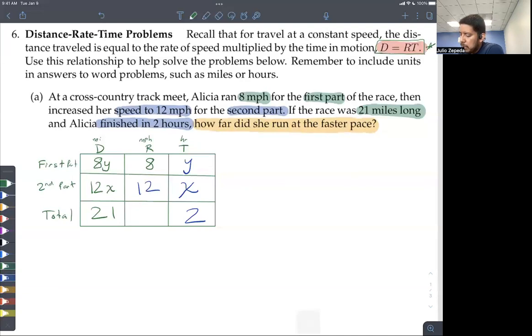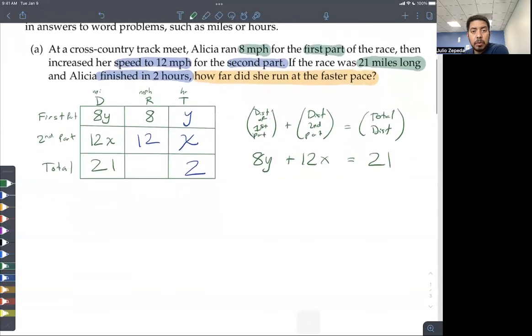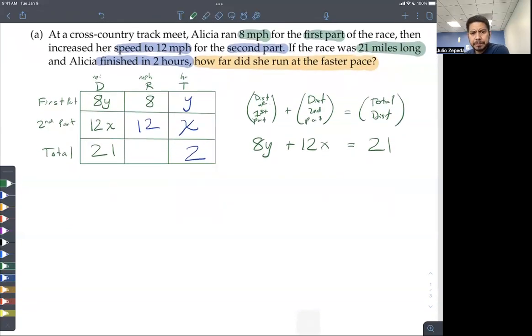So the distance of the first part plus the distance of the second part is equal to the total distance. So the distance of the first part was, we have an expression for that, that's 8y. The distance of the second part is 12x, and the total distance is 21 miles. So we have an equation here. It has two variables, so we need one more equation to be able to solve this.